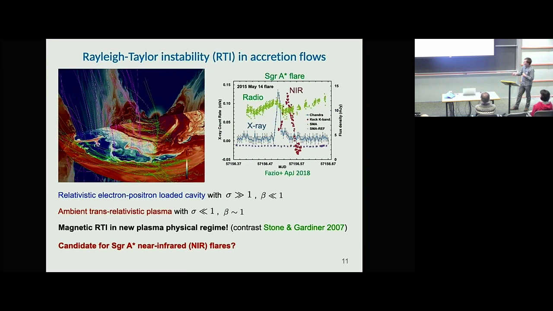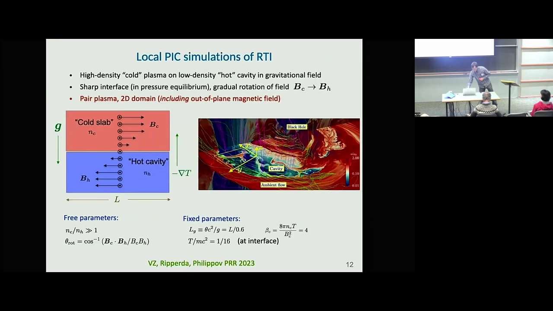Very interestingly, we think this potentially is a well-motivated problem because if these Rayleigh-Taylor plumes that form are able to dissipate into non-thermal energy, then they could explain perhaps near-infrared flares for Sagittarius A star, which have been observed for several years, or a decade now. So that's one additional motivation. So let's look at how to do this.